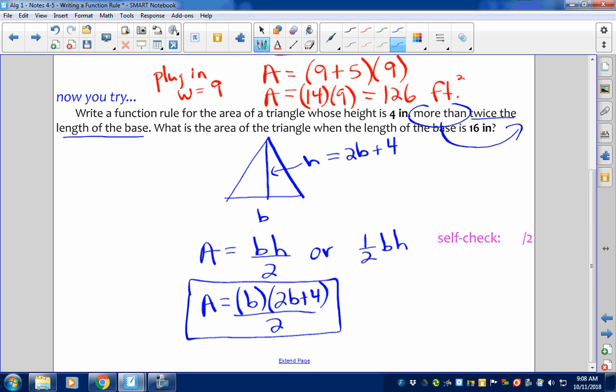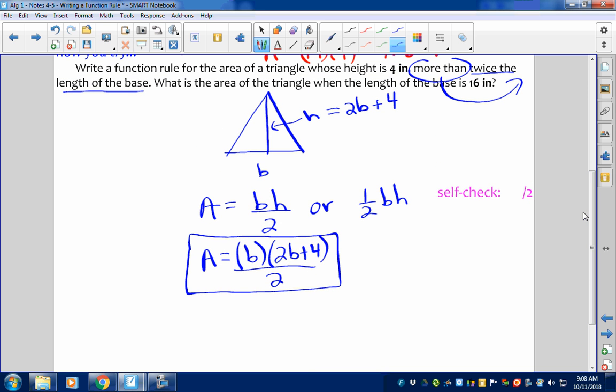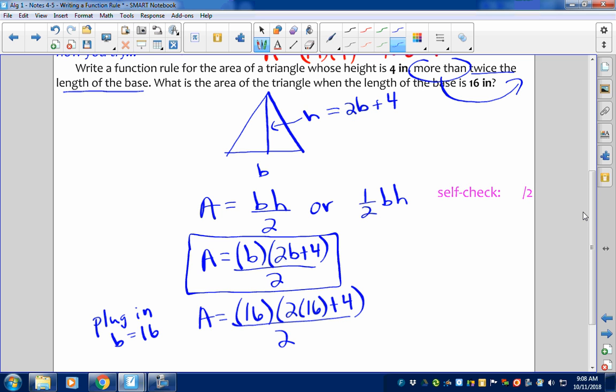And then it says, what is the area of the triangle when the base is 16 inches? What is the area of the triangle when the base is 16 inches? So plug in B equals 16. It looks like this. A equals 16. And then we have 2 times 16 plus 4 all over 2. I would use the order of operations and deal with all the stuff in parentheses first here. 2 times 16 is 32. 32 plus 4 is 36, and that's all divided by 2.